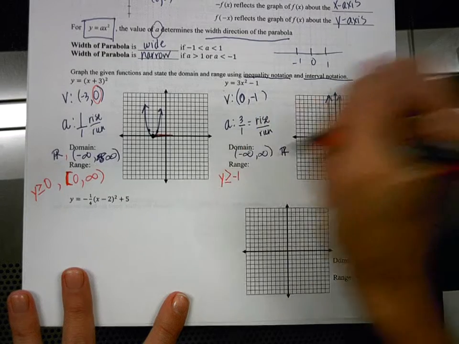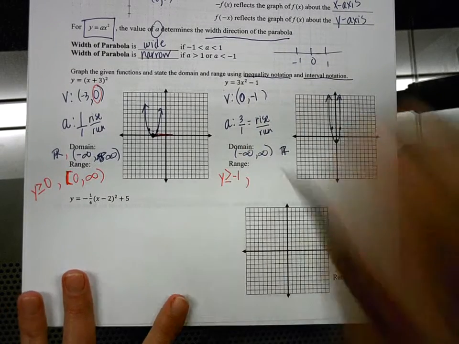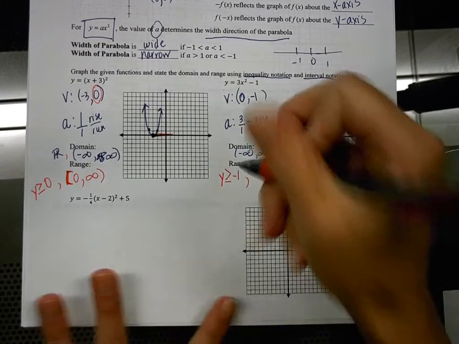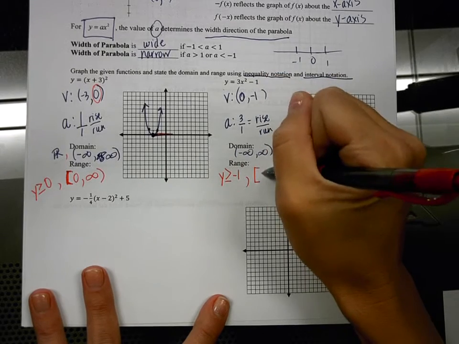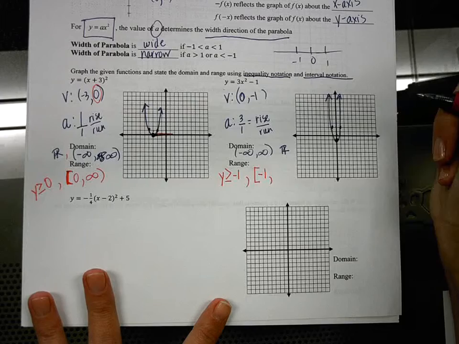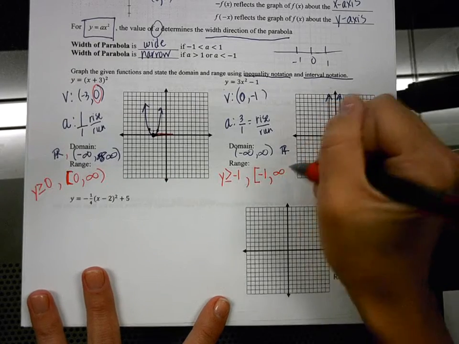Good, that's inequality notation. And then how do I write it in interval notation? What's the smallest y value? -1. And it equals -1, so we do a bracket at -1, comma, and then it's going to +infinity in a parenthesis. Very good.